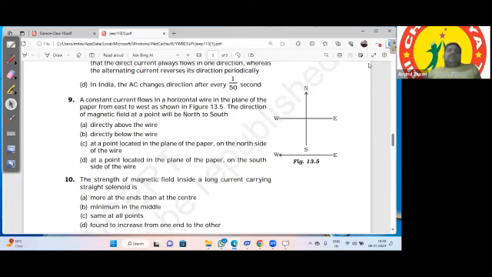See question 9. A constant current flows in a horizontal wire in the plane of the paper from east to west, as shown in the figure. So draw this. First of all, draw this diagram in your notebook and then solve. Draw the diagram in your notebook. A constant current flows in a horizontal wire in the plane of the paper from east to west.